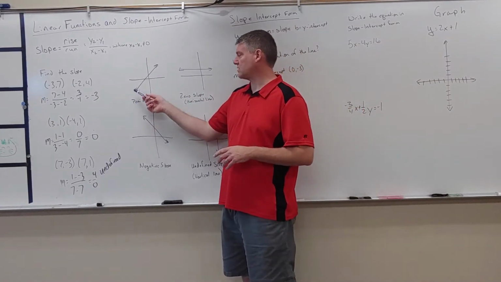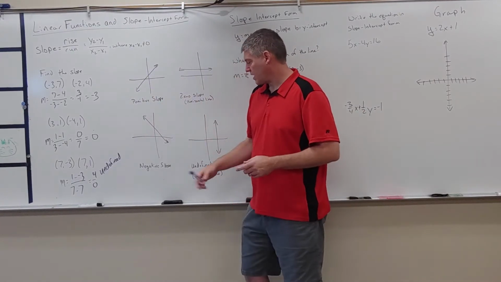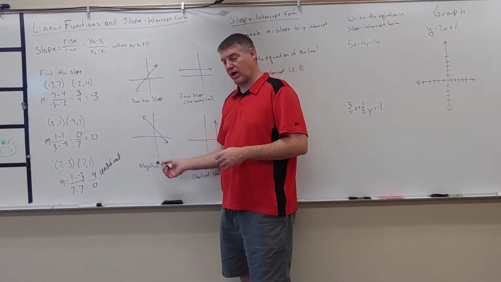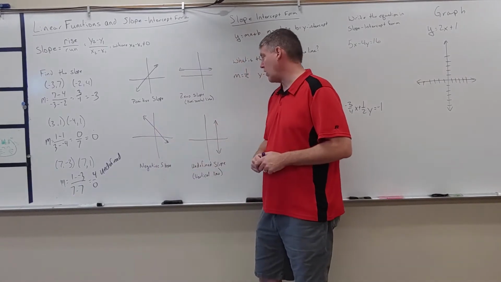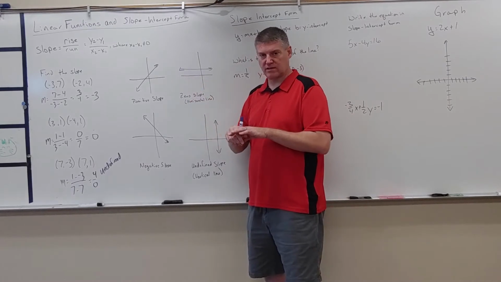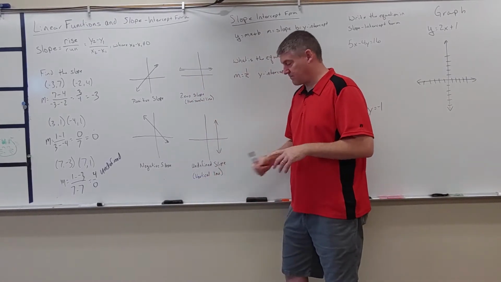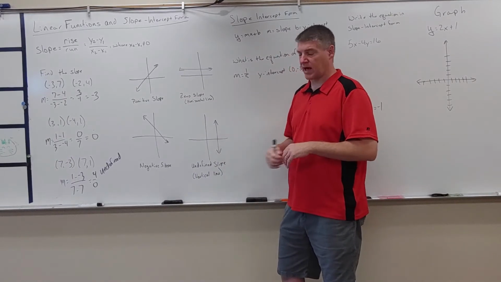So this is a positive slope. We're going from left to right, we're rising. Negative slope, from left to right, we're falling. So we're going down. A zero slope is a horizontal line. And then we have an undefined slope, which is a vertical line.